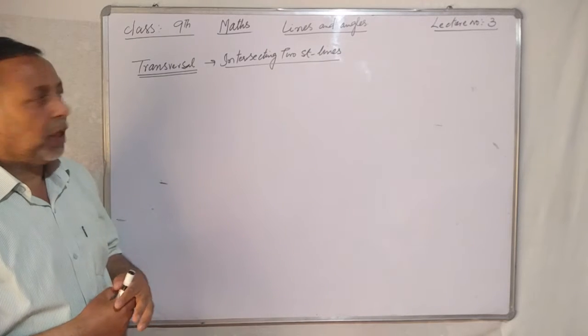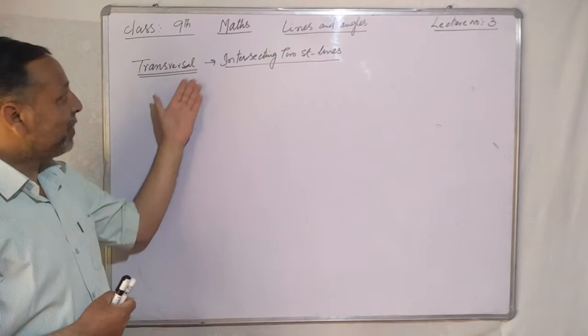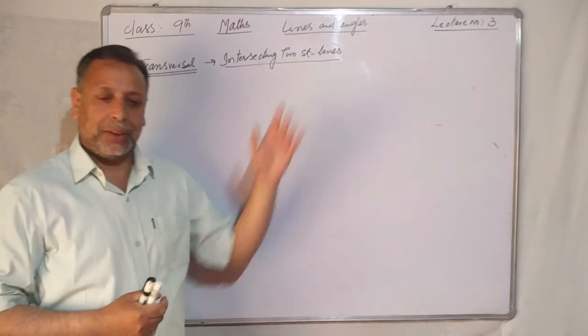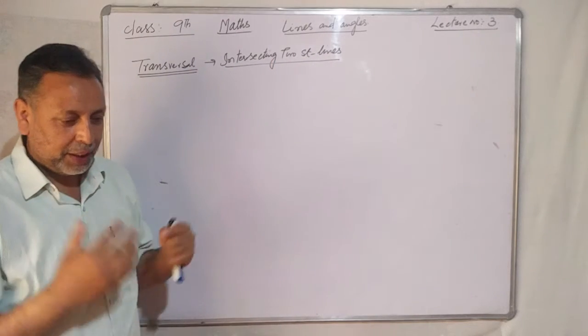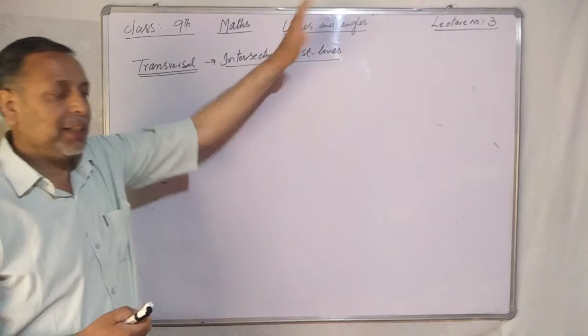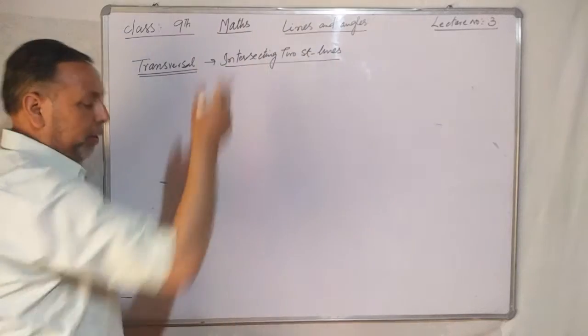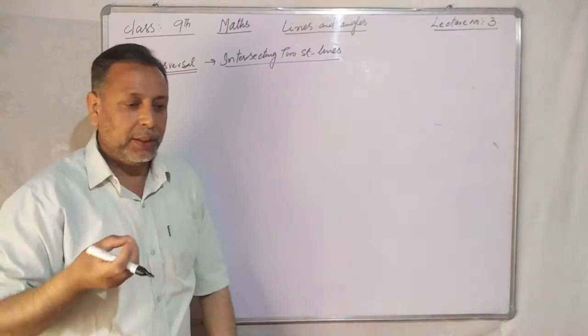Today's topic is transversal intersecting two straight lines. This is 9th class mathematics. The chapter is lines and angles. Now, transversal intersecting two lines. First, you must know what is a transversal.